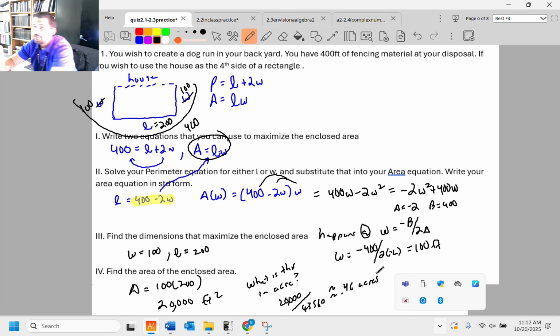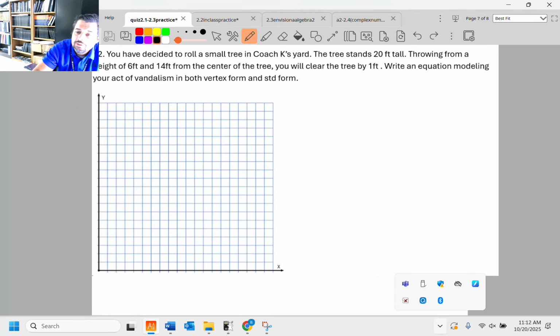Of course, if you're a city person, you have no idea what an acre of ground looks like, but it's not that much. It's really not that much. All right, there's 11. Two more to go.